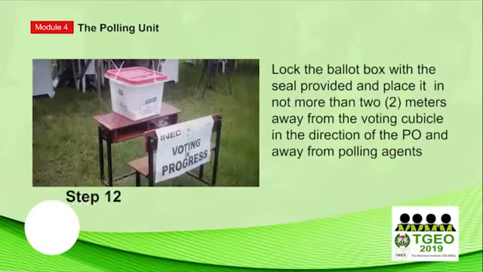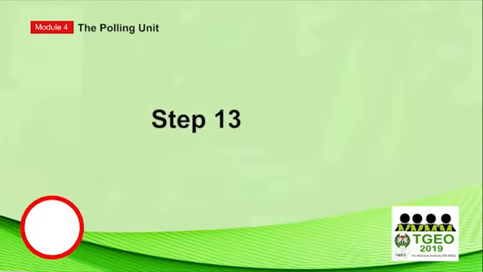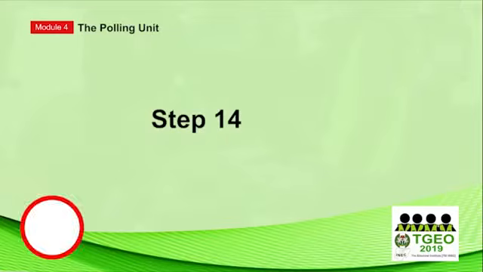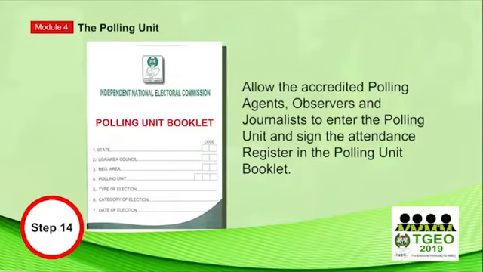Step 12. Lock the ballot box with the seal provided and place it not more than 2 meters away from the voting cubicle in the direction of the presiding officer and away from the polling agents. Step 13. Place the ballot paper and tendered ballot paper on the table. Step 14. Allow the accredited polling agents, observers, and journalists to enter the polling unit and sign the attendance register in the polling unit booklet.